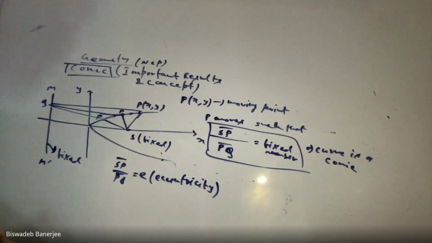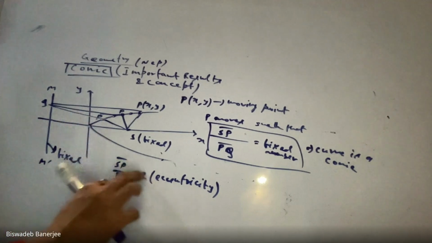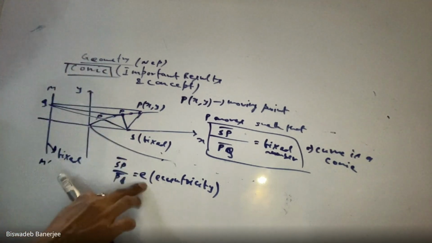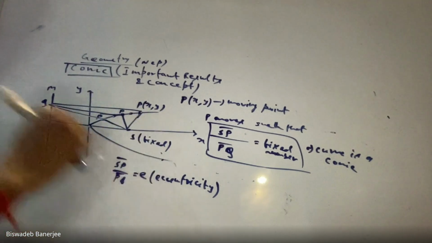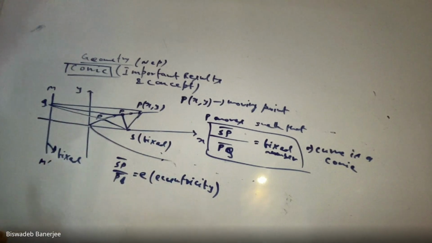This E is called the eccentricity of the conic. That means this fixed number is called what? The fixed number is called the eccentricity of the conic. So this is the most important concept of the conic. For a conic, this ratio should be a fixed number. This fixed number is denoted by E. This is a standard symbol. This E is called eccentricity, that fixed number.